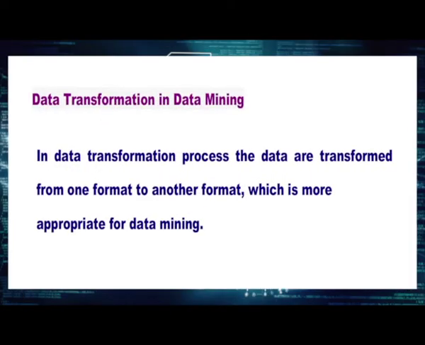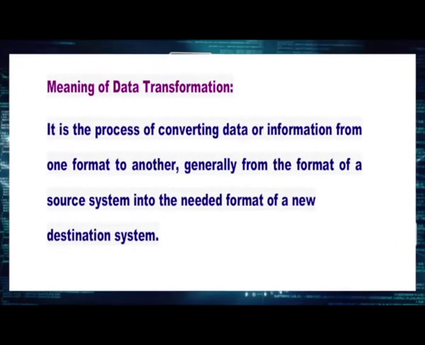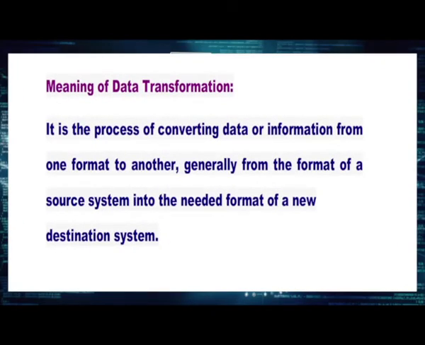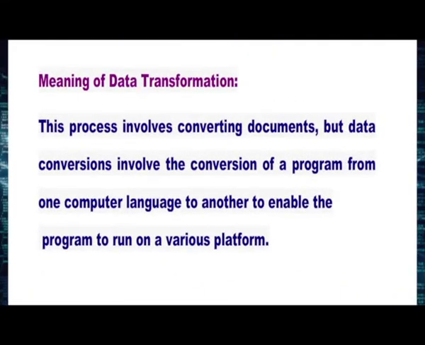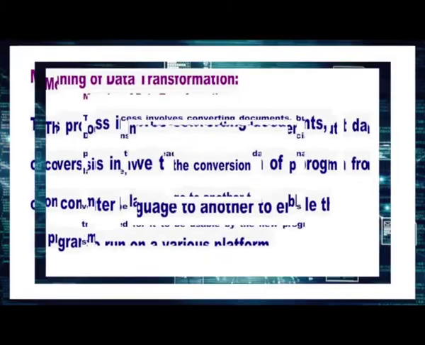Data transformation in data mining. In the data transformation process, the data are transformed from one format to another format, which is more appropriate for data mining. Meaning of data transformation. It is the process of converting data or information from one format to another, generally from the format of a source system into the needed format of a new destination system. This process involves converting documents, but data conversions involve the conversion of a program from one computer language to another to enable the program to run on a different platform.